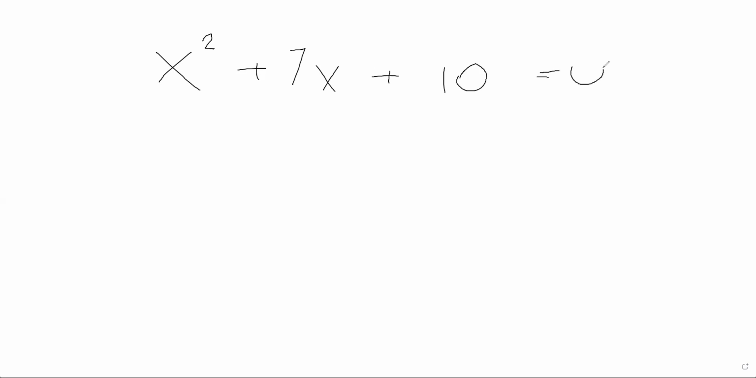X squared plus 7x plus 10 equals 0. So just like before, we're interested in solving this. We're interested in finding the value of x that makes this a true statement. And we're going to do that with a little bit of factoring.